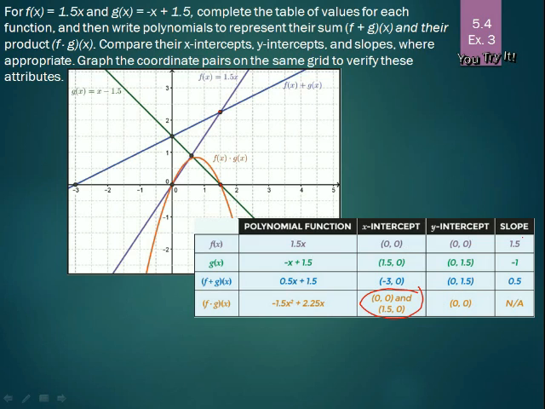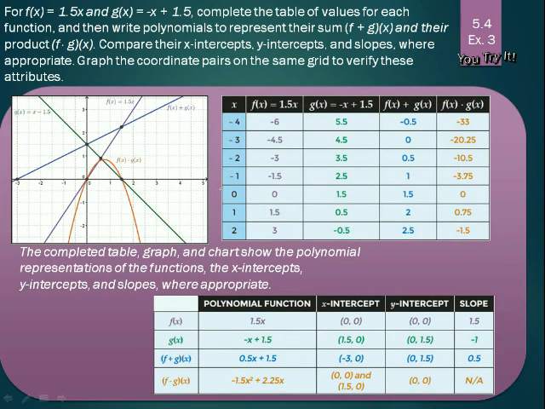The last thing to note here is that 1 and 5 tenths plus -1 does equal 5 tenths. So the two slopes of the addend functions do add to the slope of the sum function here. Those are all reflected in the graph as well, with the different intercepts and slopes. And so we can summarize: the completed table, graph, and chart show the polynomial representations of the functions, the x-intercepts, y-intercepts, and slopes where appropriate.